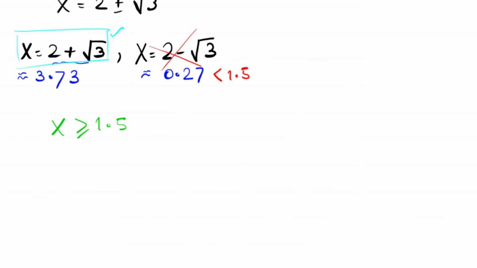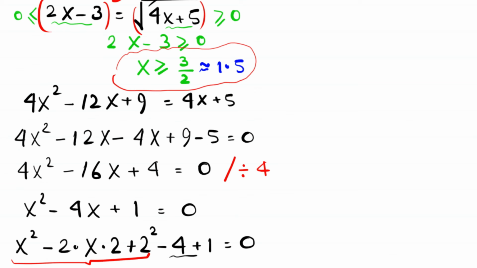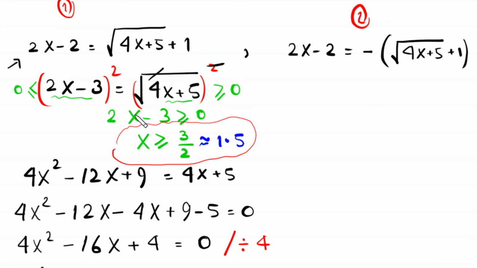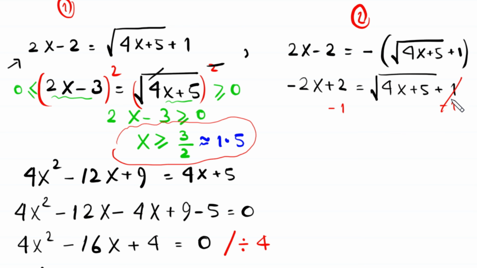Now we solve the second case. In the second case, if we divide both sides by negative 1, this implies that negative 2x plus 2 equal to root 4 times x plus 5 plus 1. Subtract 1 from both sides. This cancelled out and this will become 1 minus 2x equal to root 4 times x plus 5.